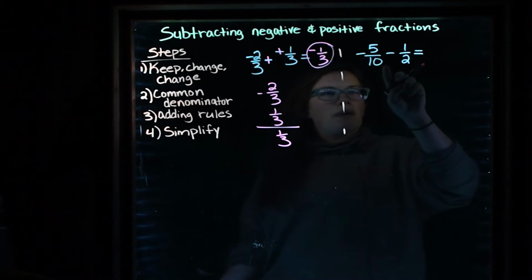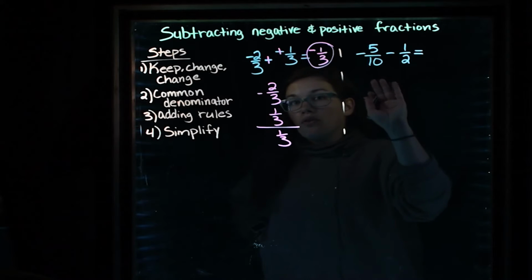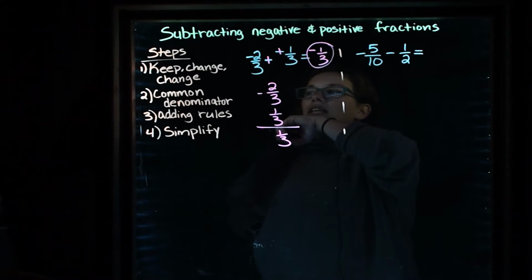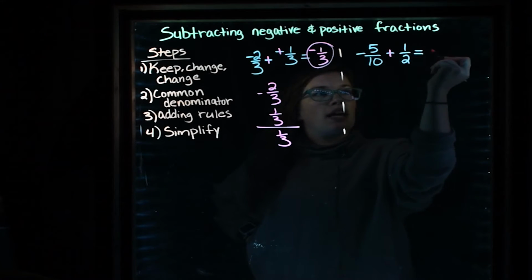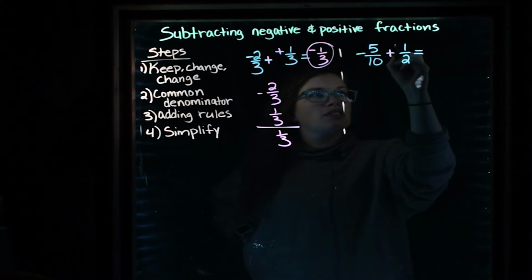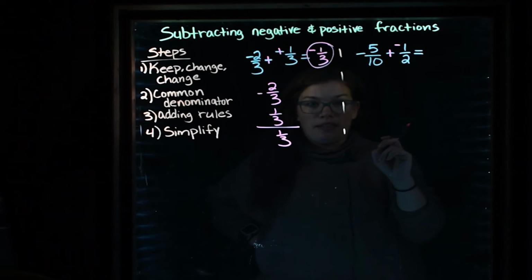Let's go ahead and look at this problem. Negative 5/10 minus 1/2. First, I need to look. Keep, change. Keep this, change to the opposite operation, which means I need to take the opposite of half, which is negative half. Now, step 2, find a common denominator.